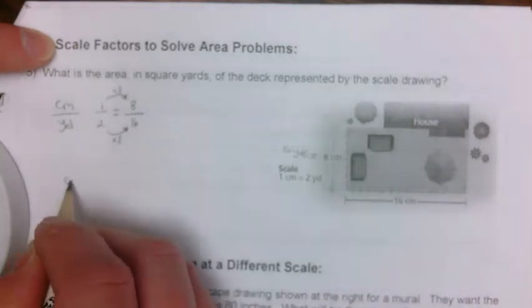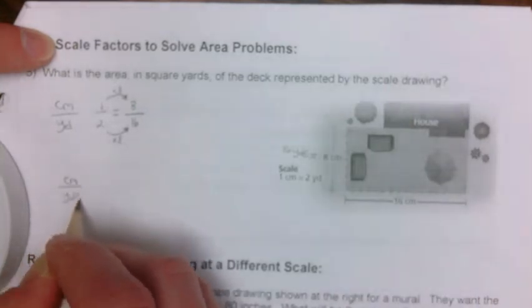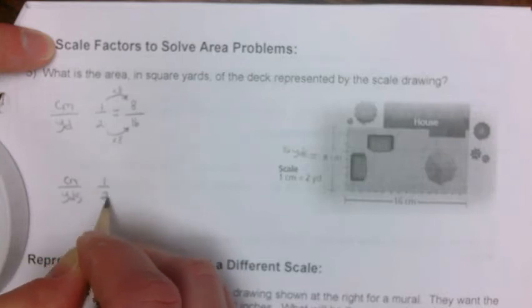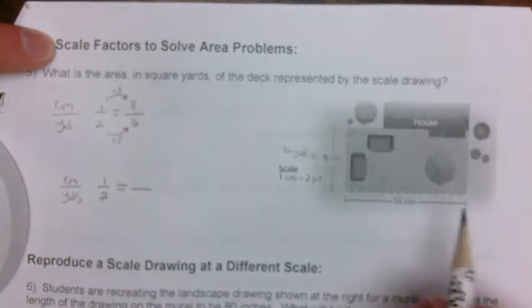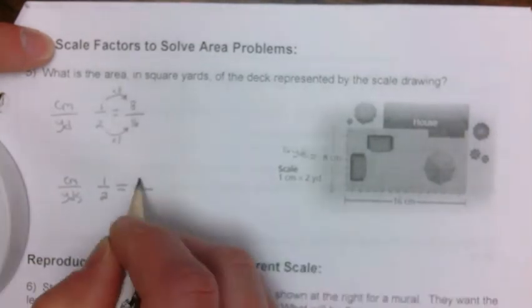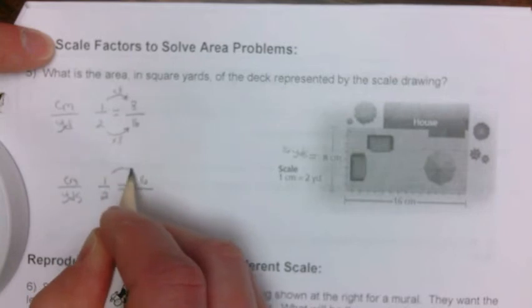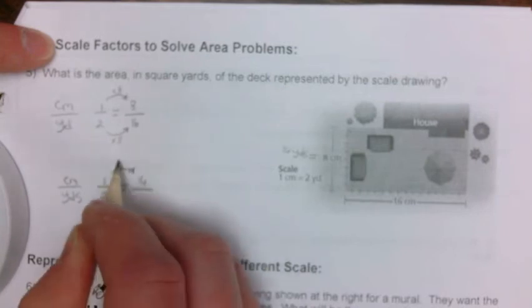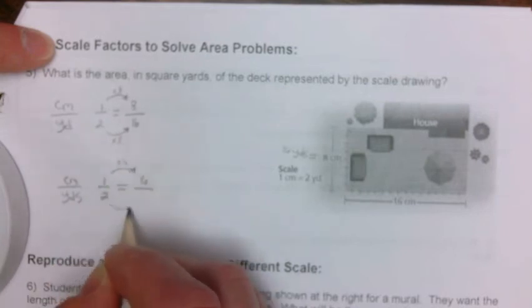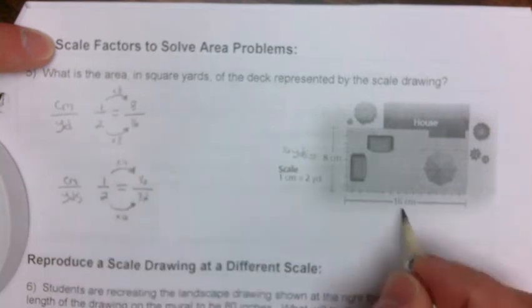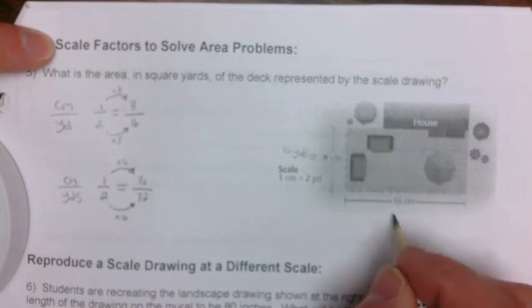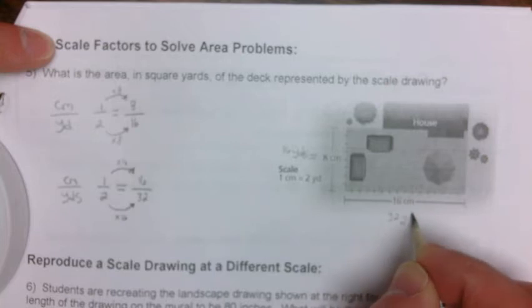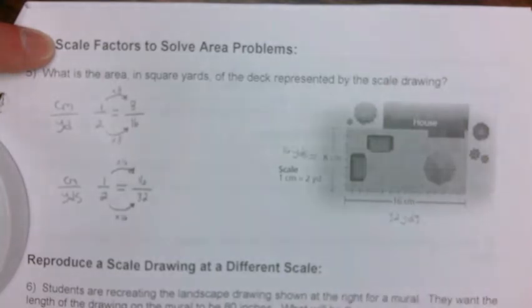So again, it's centimeters over yards. The scale says 1 centimeter corresponds to 2 yards. Set that equal to another ratio, 16 centimeters. That'll go up in the numerator. And now to scale from 1 to 16, we multiply by 16. Do the same thing in the denominator. 2 times 16 gives us 32. So this 16 centimeter segment on the scale drawing represents a 32 yard segment in real life.